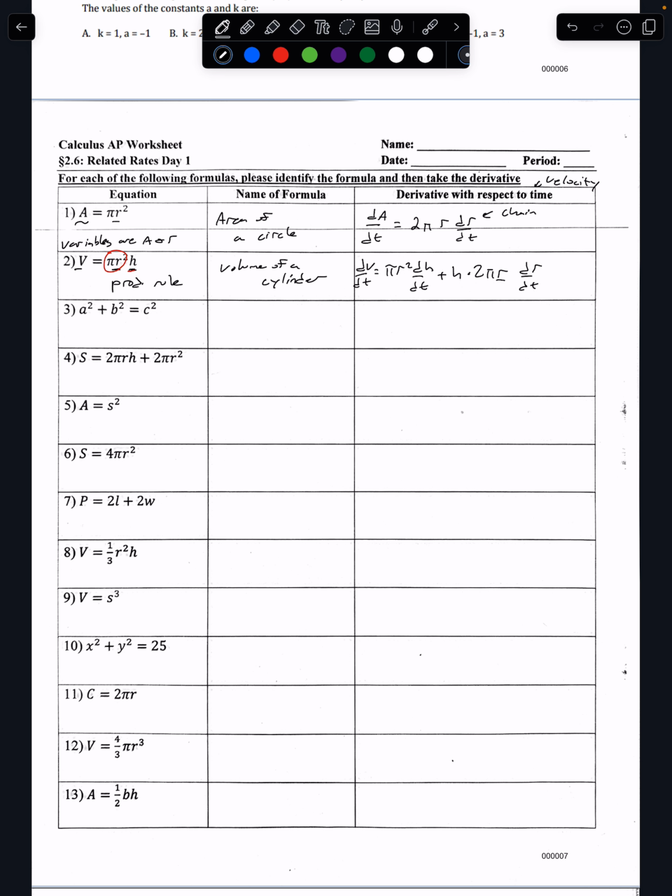If you take the derivative of a variable, you're just going to multiply by the change in that letter with respect to t. Like h becomes dH dt, r becomes dr dt.